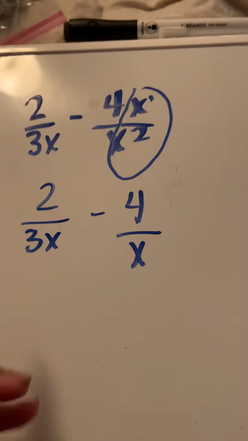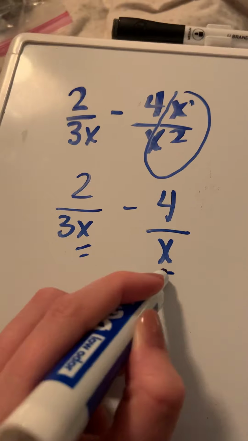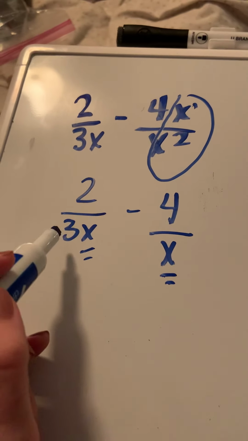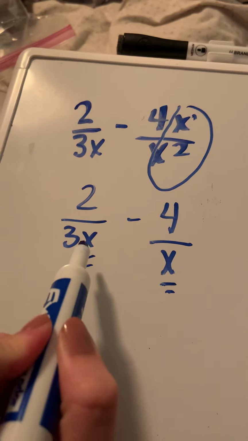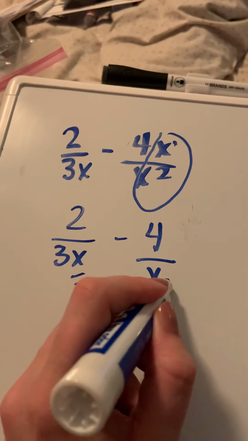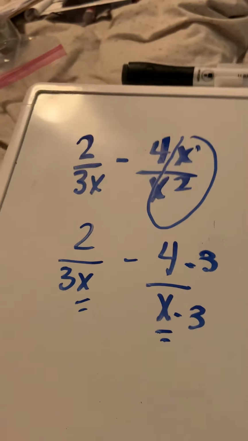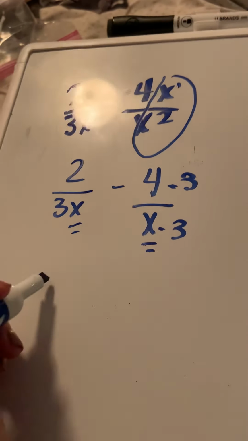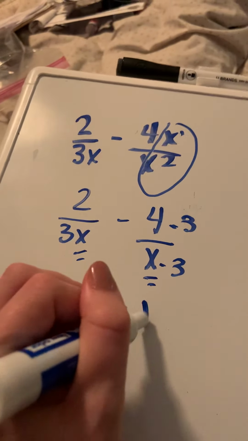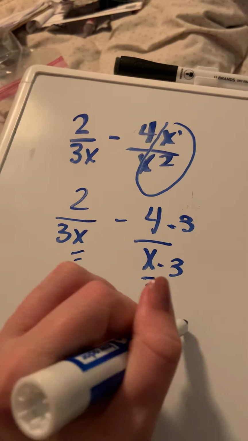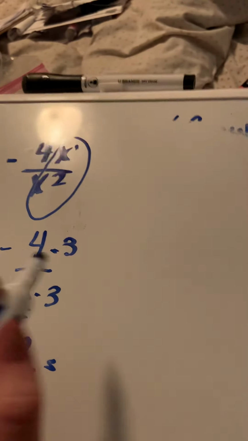So now let's see. First, let's see what they have in common. Well, I have an x in common, right? So that's a common denominator. But what does this one have that this one doesn't? A 3, right? 3 times x. So that means this one is missing times 3. Well, what I do to the denominator, I have to do to the numerator. And I get 2 over 3x minus 12 over 3x, which is going to equal negative 10 over 3x.